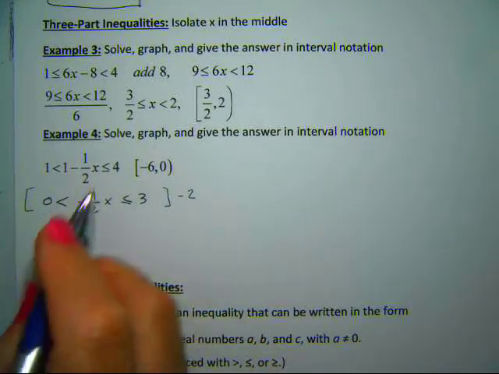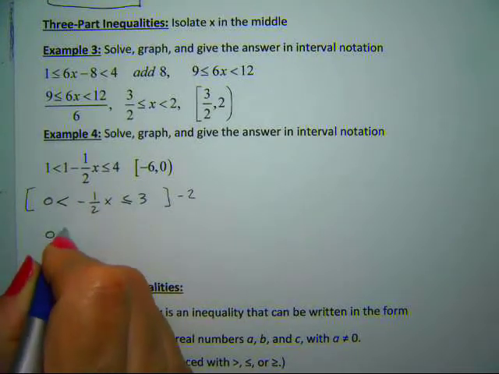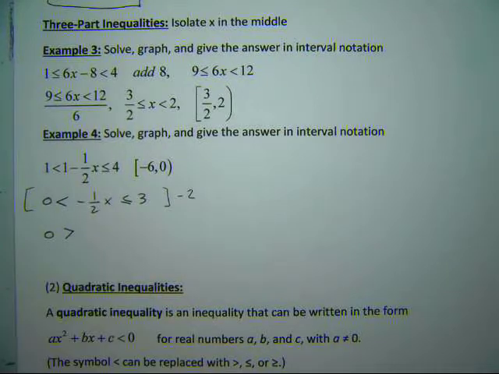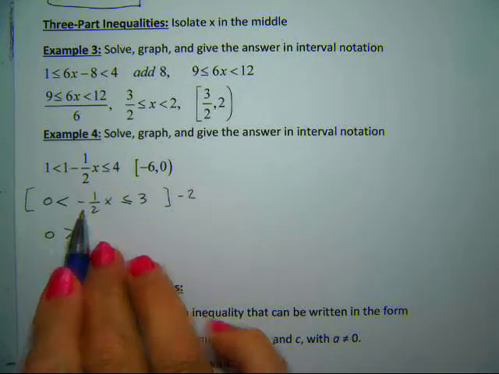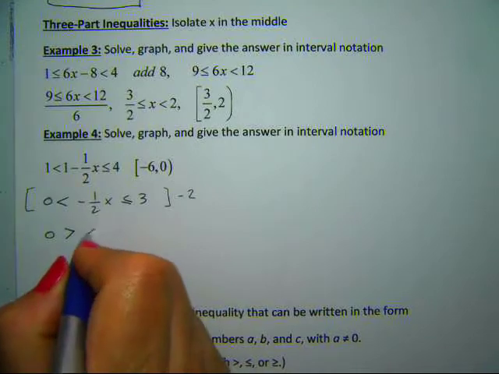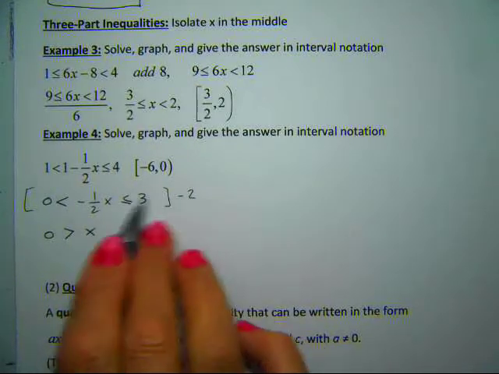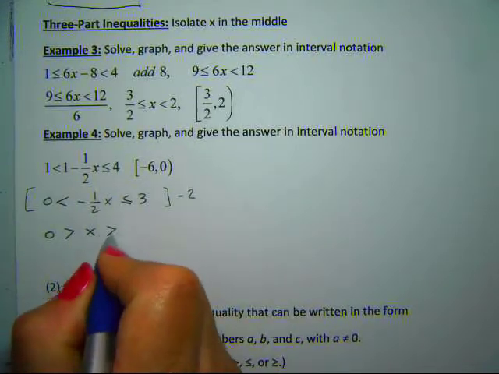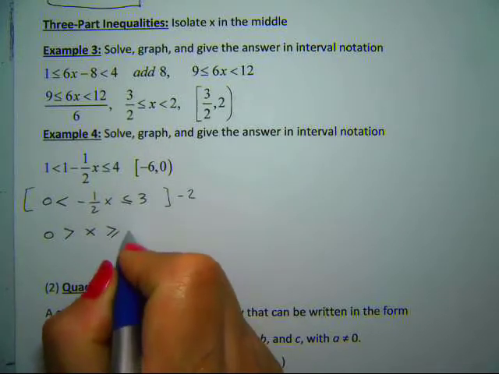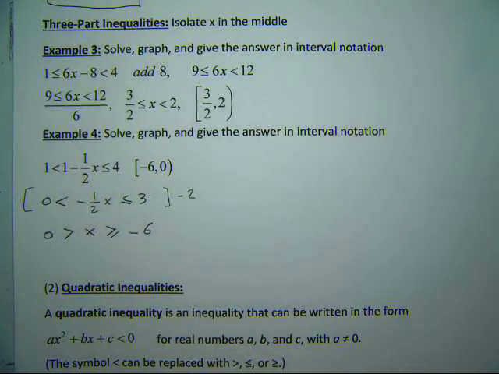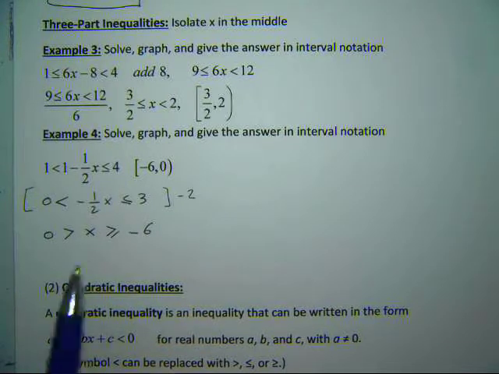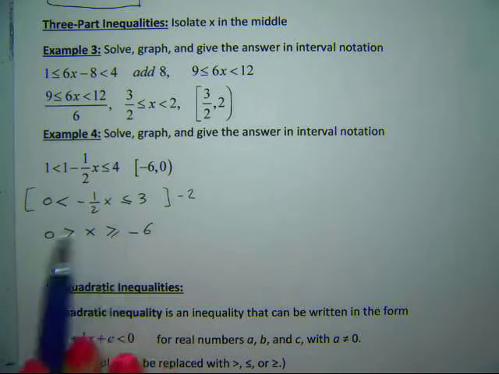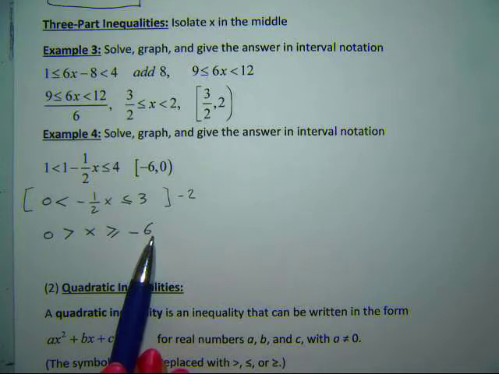So first of all, 0 times anything is 0. Instead of less than, it is greater than. When I multiply negative 2 times negative 1/2, I get x. When I multiply by a negative number, it's going to switch the sign, and this is going to be negative 6. So we think we're done, but we are not, because this is never going to be an acceptable 3-way inequality.